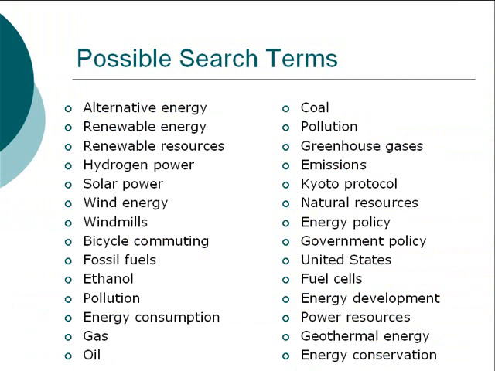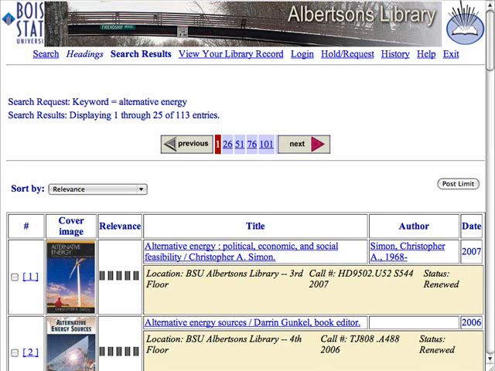Here you can see a few more search terms I came up with doing this. I've added fuel cells, energy development, power resources, geothermal energy, and energy conservation to our list. Keep in mind that you might be finding great resources for your paper as you do this, even though your focus at this point is to develop a solid list of search terms you can use to really get started on your research. You might want to keep track of some of these books.